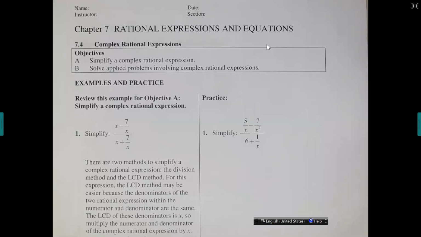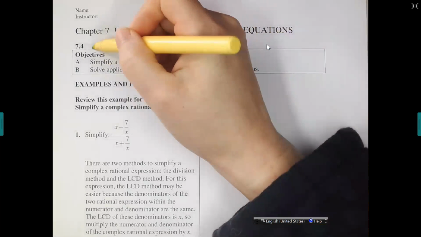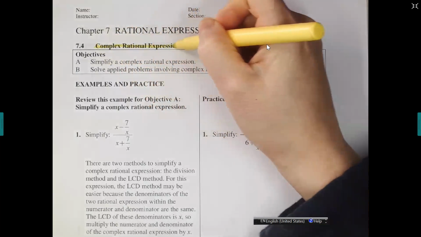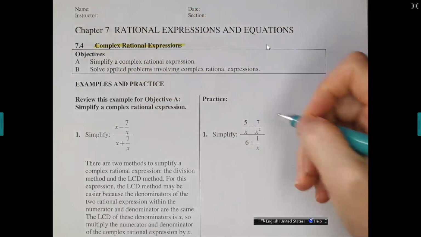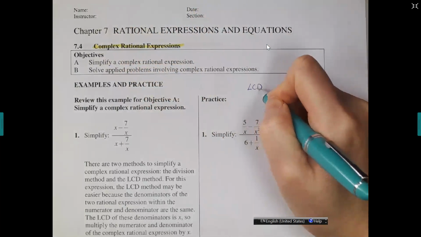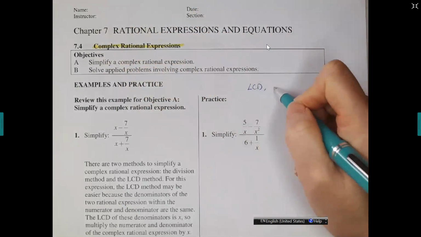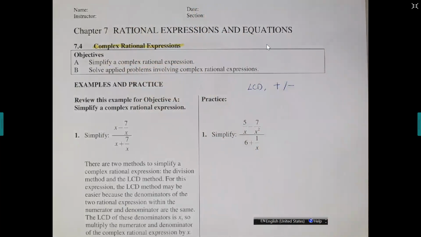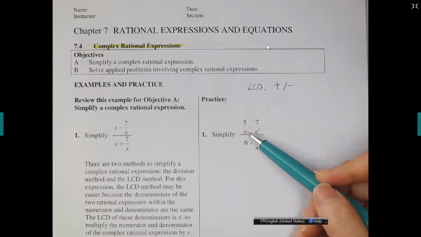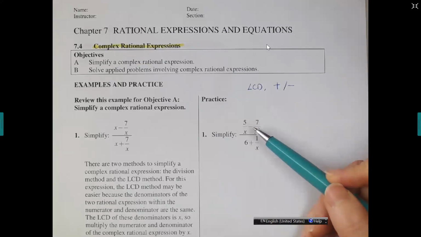Section 7.4, complex rational expressions. Okay, in section 7.3, we have learned how to look for the least common denominator and how to do the addition and subtraction of rational expressions. And in this section, we are going to look at another special type of rational expressions. See, when we have rational within rational.